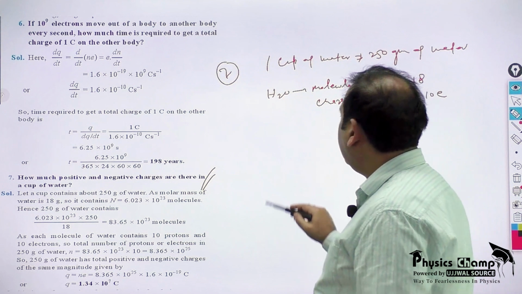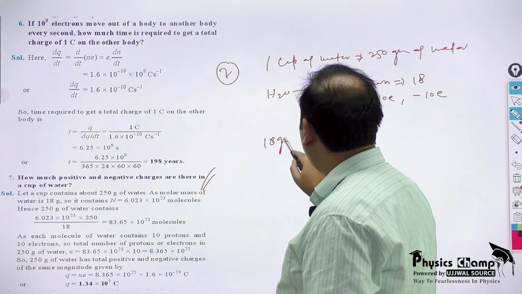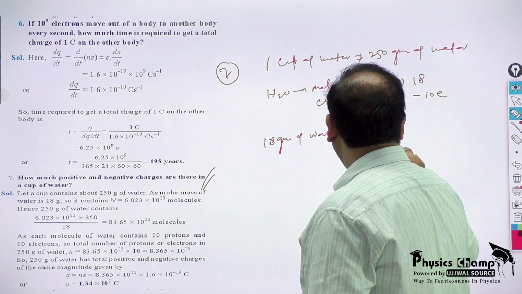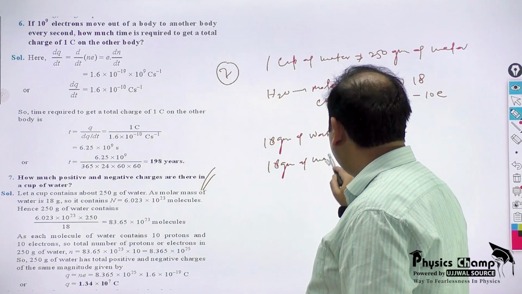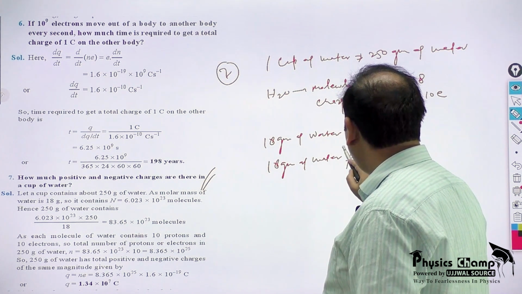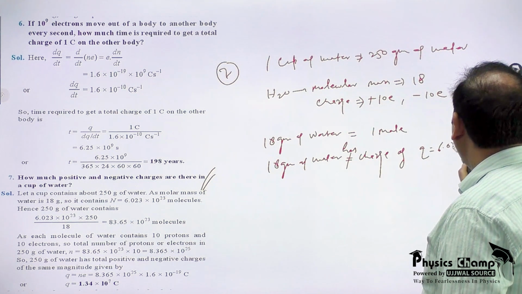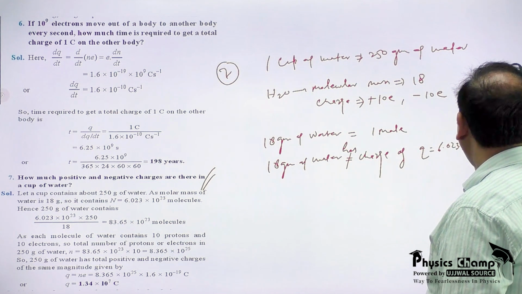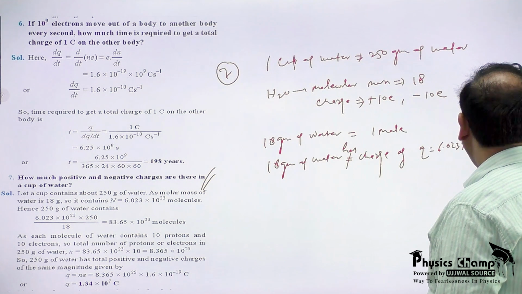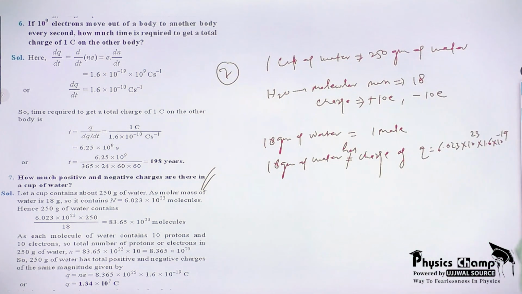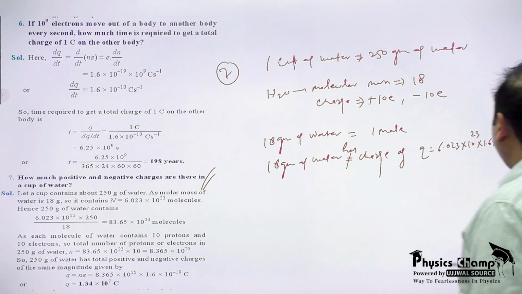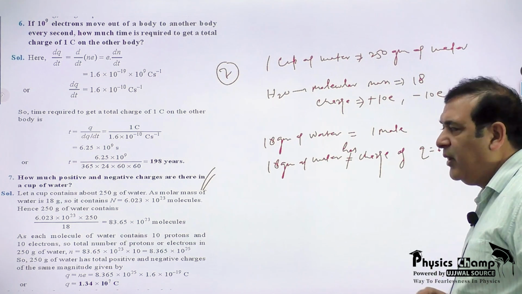So the result is that 18 gram of water makes 1 mole, and thus 18 gram of water has a charge of Q is equal to 6.023 × 10 to the power 23 into 1.6 × 10 to the power minus 19. So 18 gram of water has positive charge as well as negative charge this much.